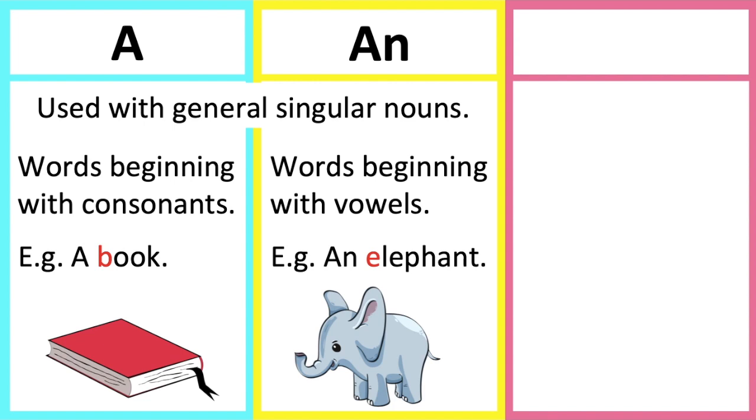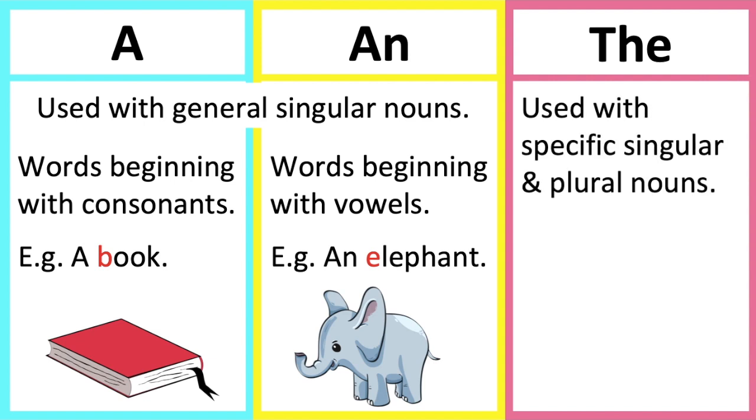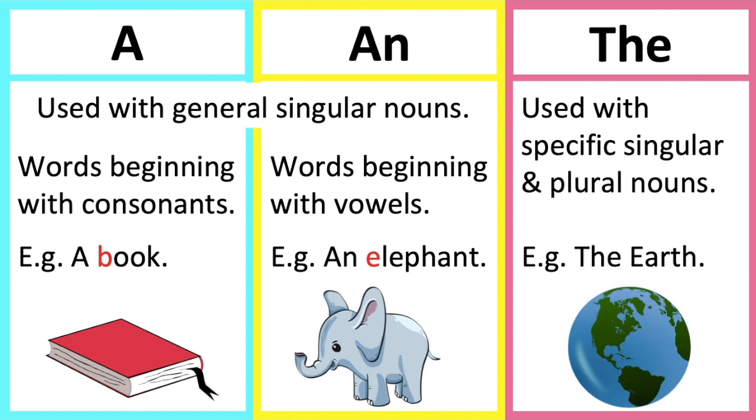The definite article is the. This article is used with specific singular and plural nouns. We usually use the definite article when we already know the noun being referred to. It can also be used when talking about something that there is only one of. For example, the earth. Other examples include the sky, the box, the United Kingdom, the information, etc.